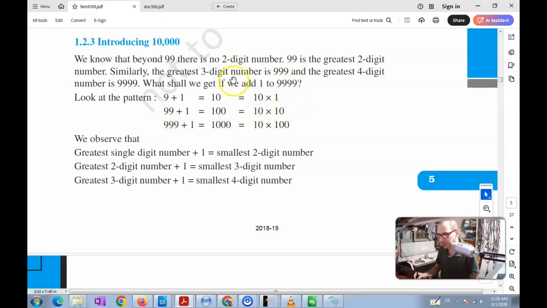And then also it's interesting to note that 10, which is the smallest 2-digit number, is nothing but 10 times a 1. 100, which is the smallest 3-digit number, is 10 times a 10. 1,000, which is the smallest 4-digit number, is nothing but 10 times 100, 10 times 1,000, 10 times 10,000, and so on and so forth, right?